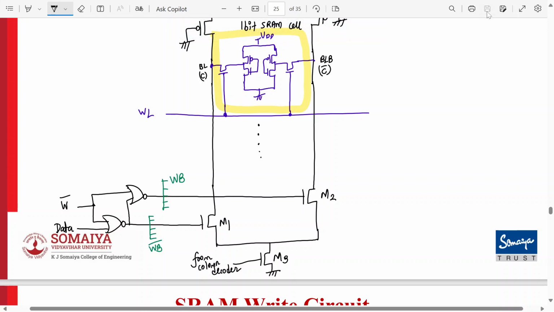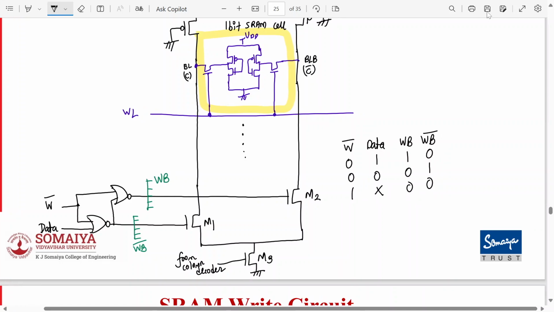So here we have W bar, data, WB, WB bar. So this is 001, 10X. This is 100, 010. And here the operation will come.